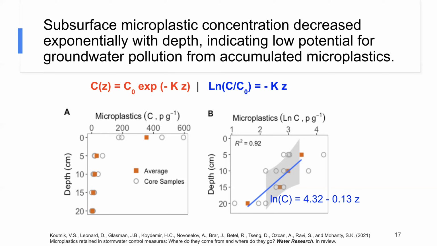What it means is that most of the microplastics accumulate within the top 5 centimeters of the soil or the filter media, and it decreases rapidly in an exponential way. And if you fit the mean values with the exponential model, on a linear scale or semi-log scale, you'll get the retardation factor or K value.